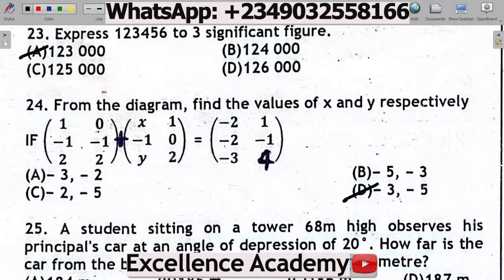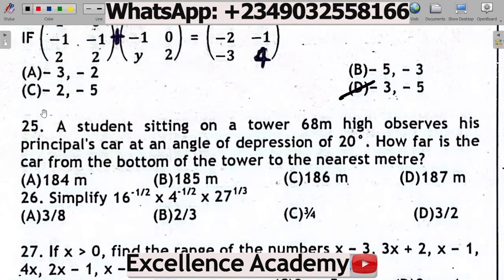All right. Next up, question 25. 25 says a student sitting on a tower 68 meters high observes his principal's car at an angle of depression of 20 degrees. How far is the car from the bottom of the tower to the nearest meter? A, 184 meters, B, 185 meters, C, 186 meters, D, 187 meters. All right. They said to the nearest meter. Let's solve this question here.